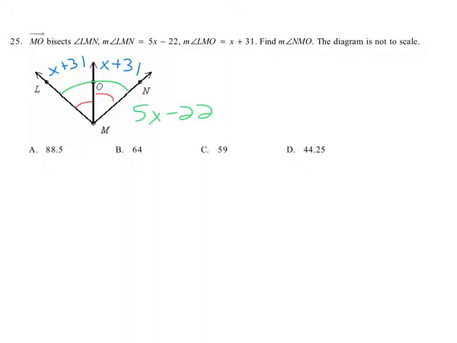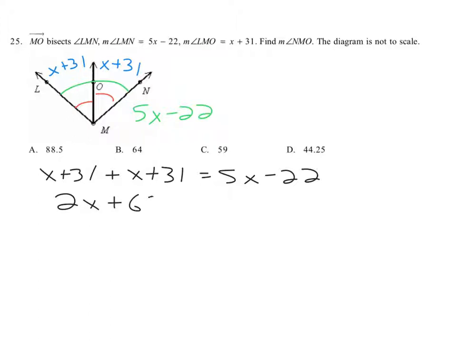So what are we dealing with? Well, what we're really dealing with is we're saying that the measure of the smaller one plus the measure of the smaller one equals the measure of the big one. Okay, and we're going to first find what x is. So let's just do it down at the bottom. We say x plus 31 plus x plus 31 equals 5x minus 22. And combining like terms, we get 2x plus 62 equals the larger angle's measure, 5x minus 22.